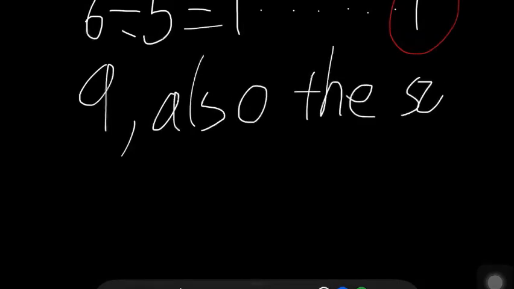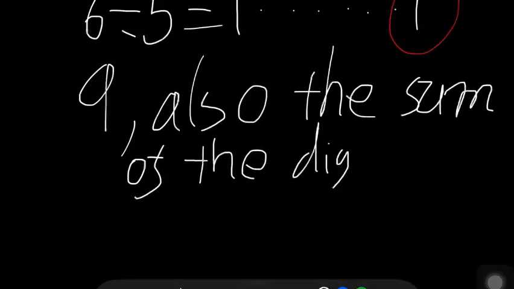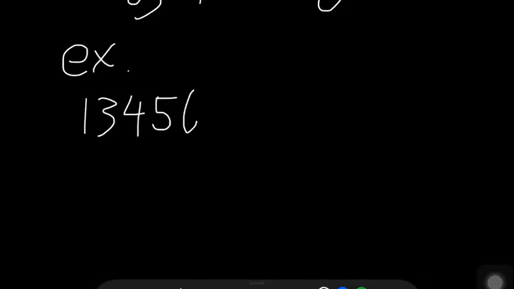And then 9 is also about the sum of the digits divided by 9. And then you can find the remainder of it, or whether it's divisible, which also doesn't make sense to me, like how this works. For example, let's say 13,456. So the sum of the digits will be, hold on, this is another good example.